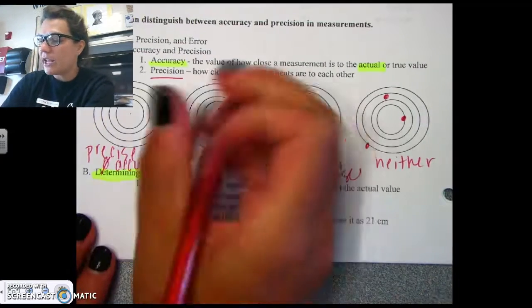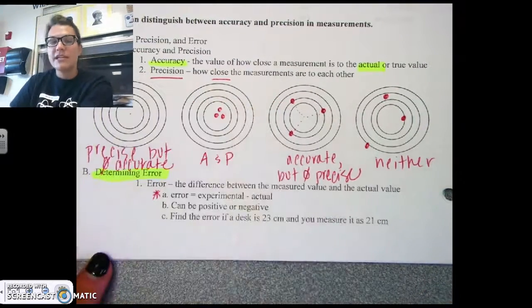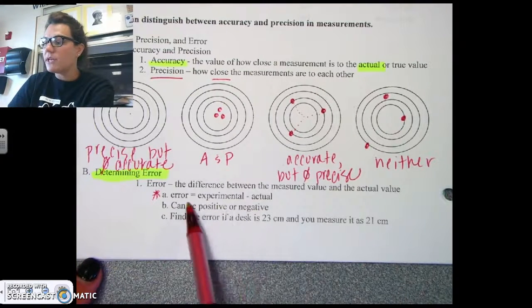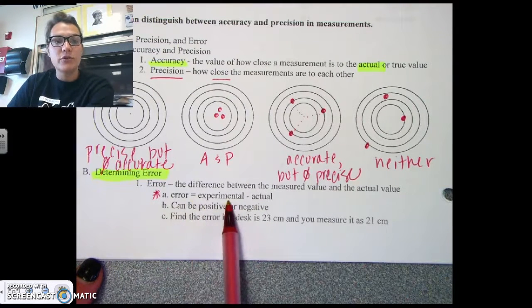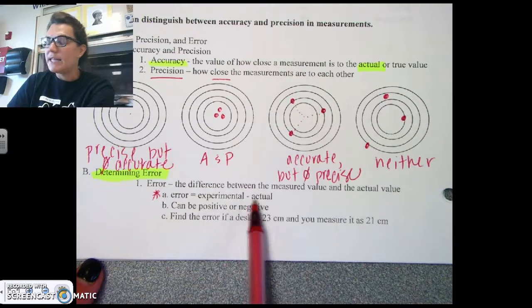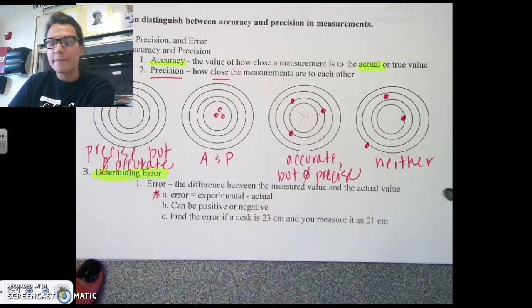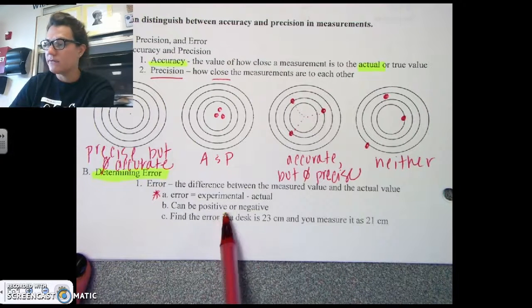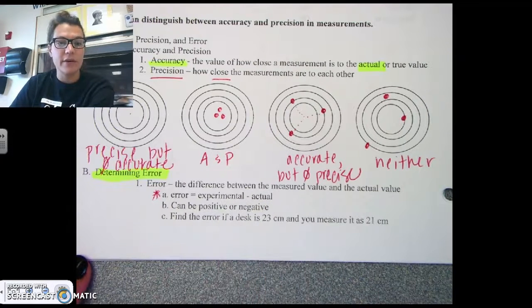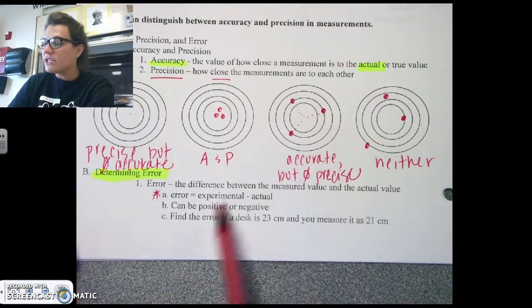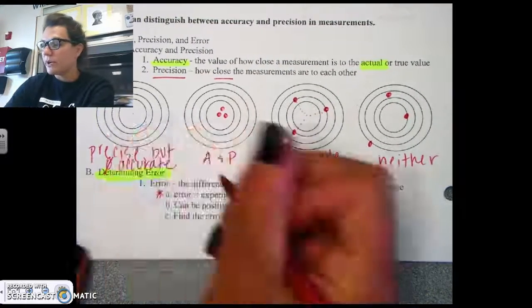So to calculate error, here's an equation. Error is going to be equal to experimental, so what you get in the lab, minus the actual, so what it was actually supposed to be. This value can either be positive or negative, because if this number is smaller than that number, you'll get a negative number. So let's find the error. This is an example here.